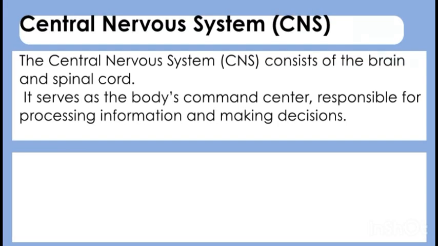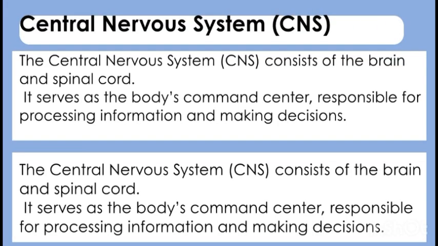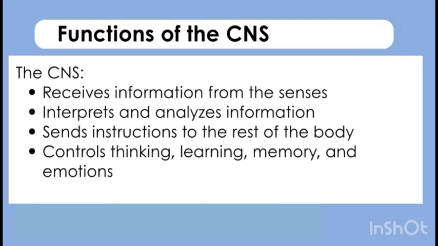So, we have the central nervous system. The central nervous system consists of the brain and the spinal cord. It serves as the body command center responsible for processing information and making decisions. So, that is the purpose of the central nervous system. The function is it receives information from the senses, interprets and analyzes information, sends instructions to the rest of the body, and controls thinking, learning, memory, and emotion.